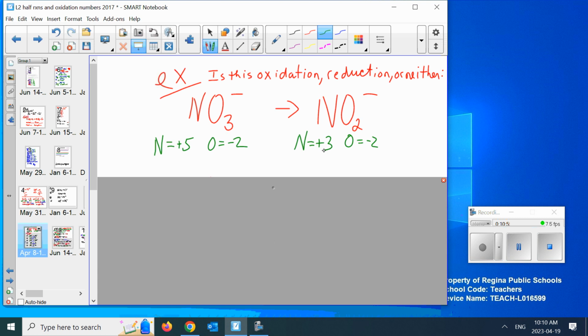Good vibes only. Okay. Now this is a half reaction. It's not going to have something that's oxidized and reduced. This is a 5 down to 3, so it reduces with the nitrogen. This half reaction is a reduction. So I'm going to write that down. I'm going to label this reduction.